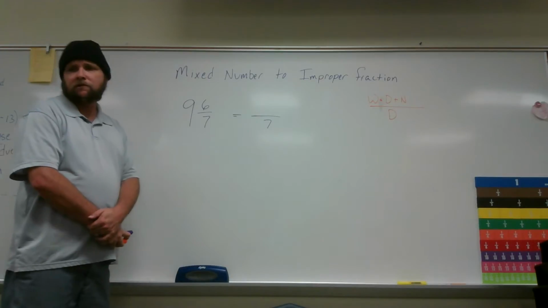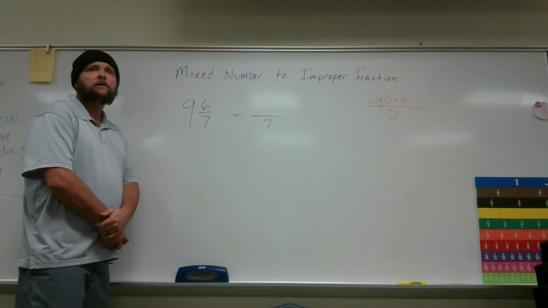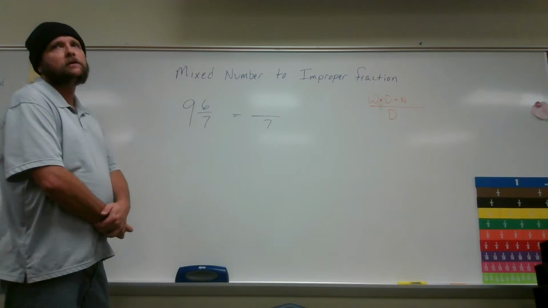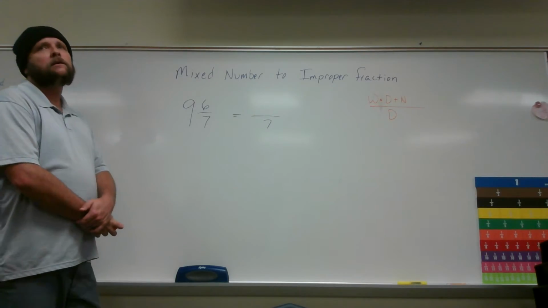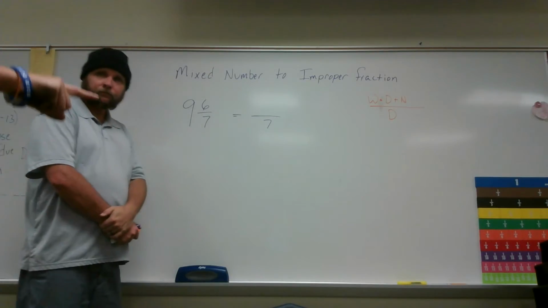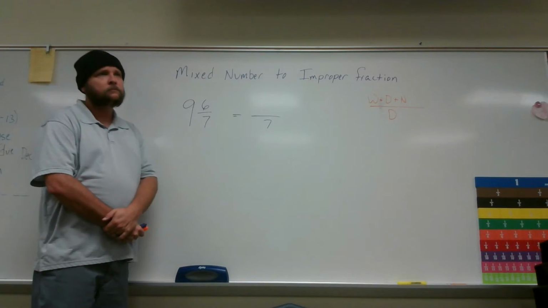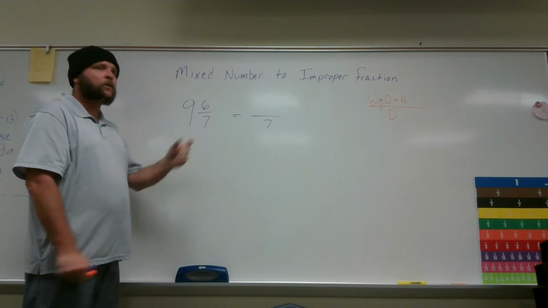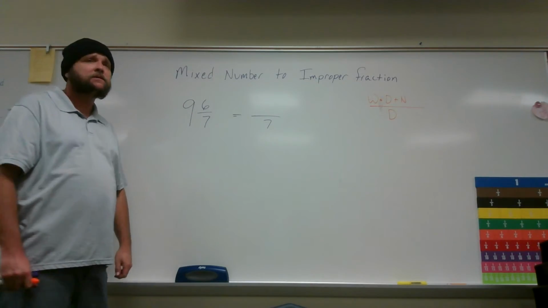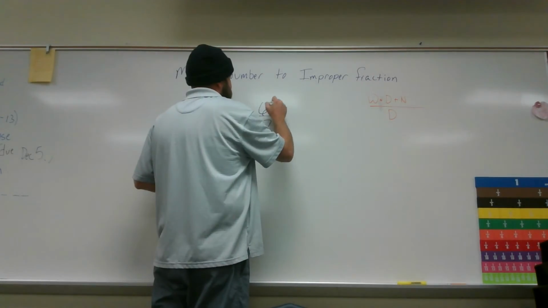Is it 69? Not even close. Wait, 69? Well, what's 7 times 9? 63. Plus 6? 69. 69 over 7. Yay. Yeah, I was right.